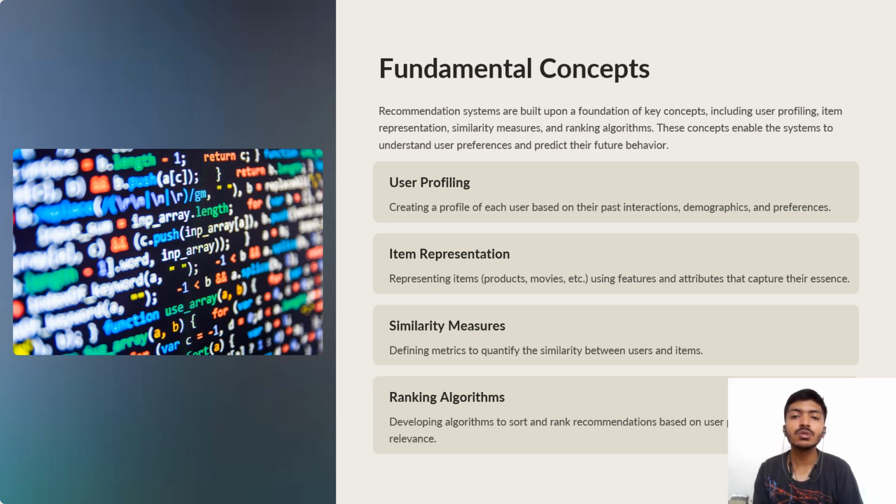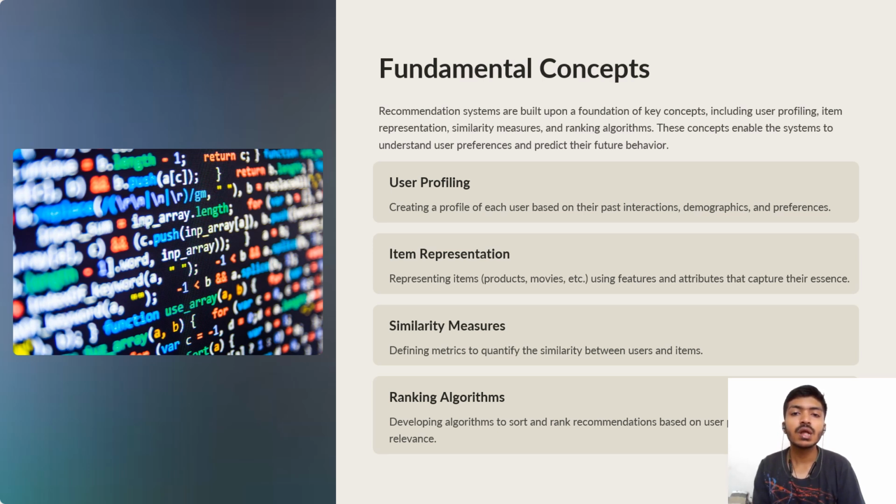The third one is similarity measures. Similarity measures are metrics that are used to define or quantify how similar two users or two items are. There are two types: user-user similarity, and item-item similarity. The common metrics for this are cosine similarity and Jaccard similarity. These two are used for the similarity measures.